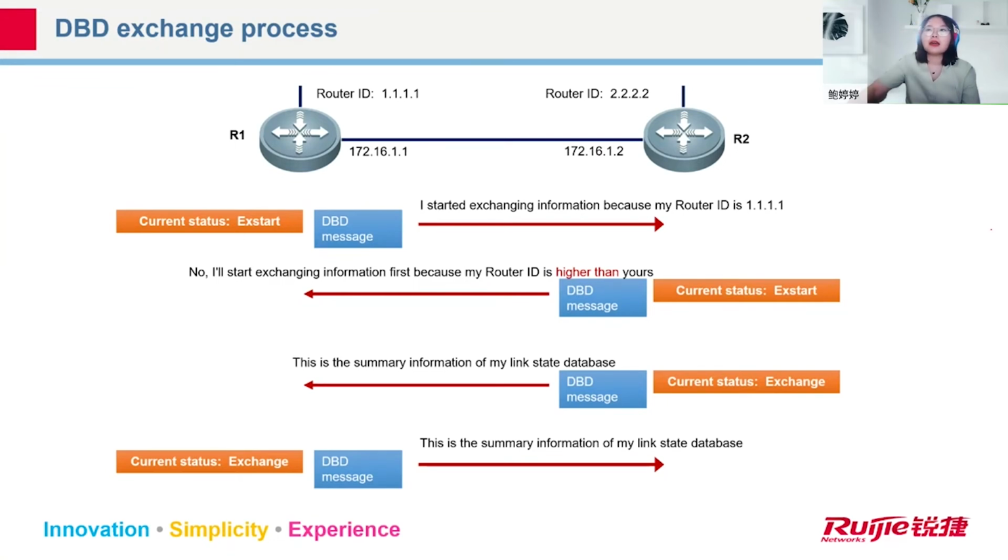Okay, so in this first database description step, we only select who is master, who is slave, and which sequence number to use. And after that, we begin to carry the summary information. Okay, so this is the DBD message.